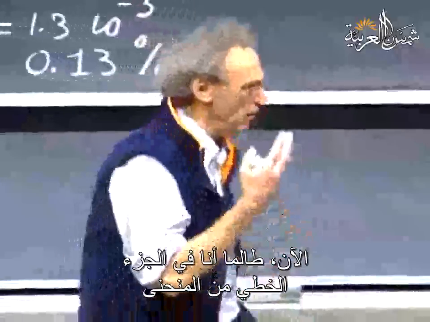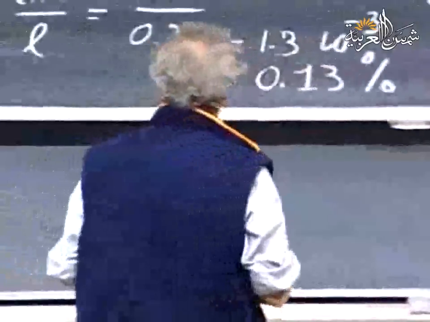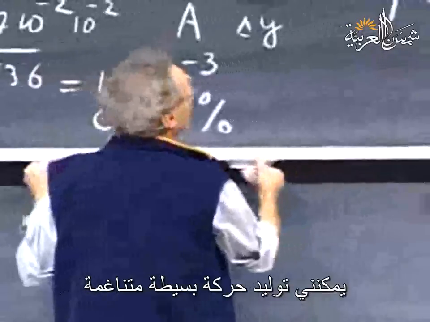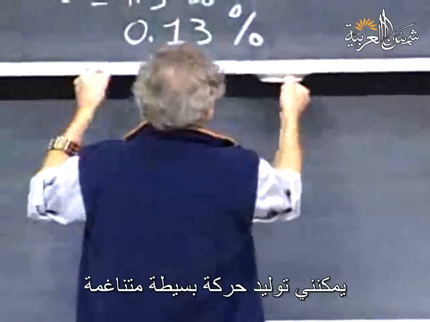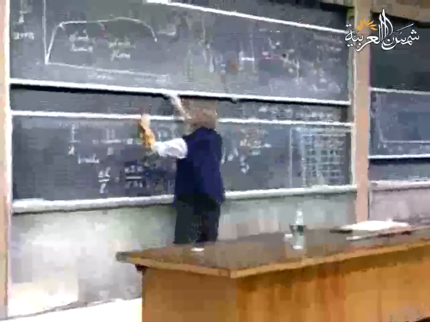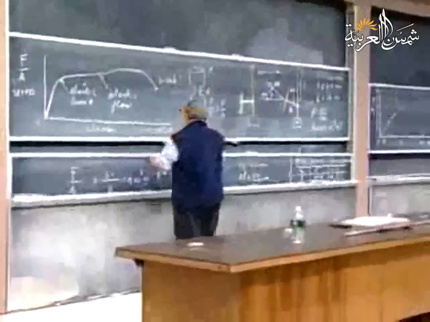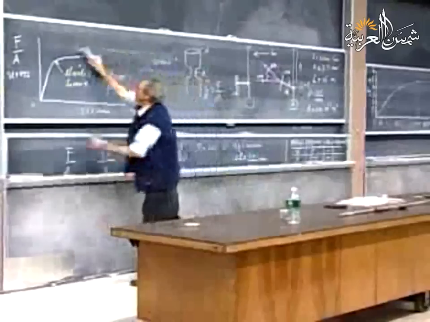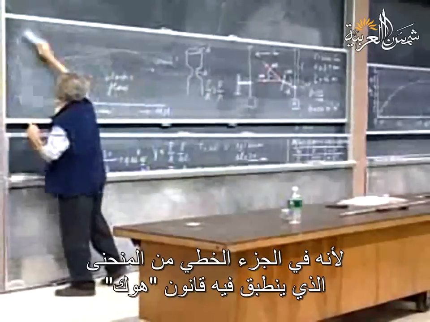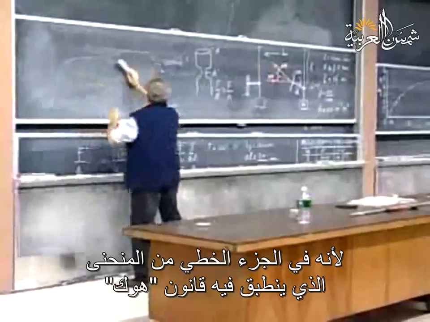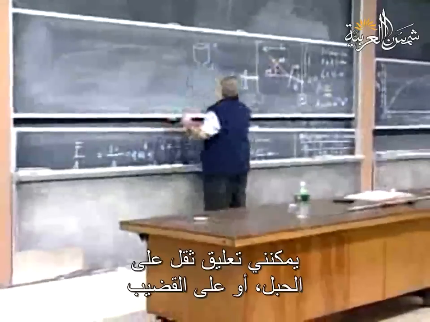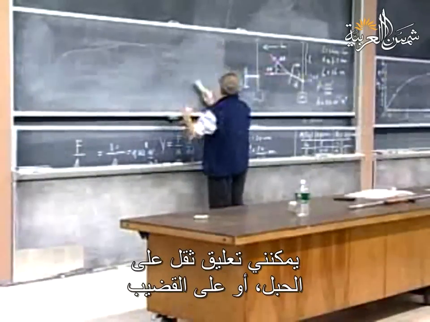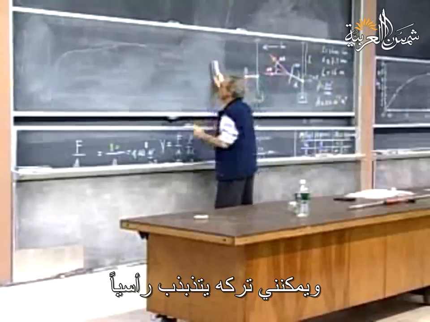Now, as long as I'm in the linear portion of the curve, I can generate a simple harmonic motion. I want to show you that. I need my wiper. Because in the linear portion of the curve where Hooke's law holds, I could hang a weight on the rope, or on the rod, and I could let it oscillate vertically.